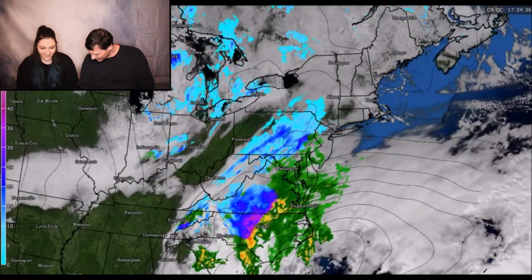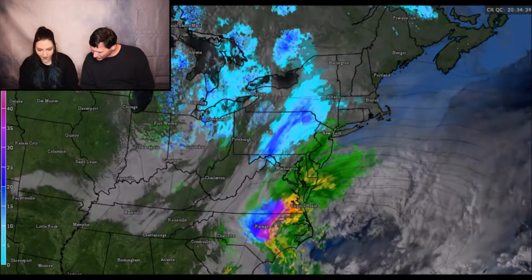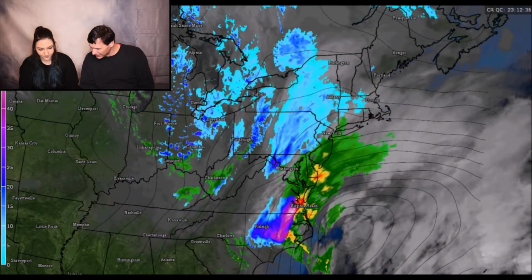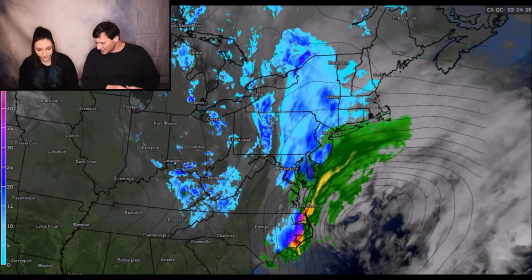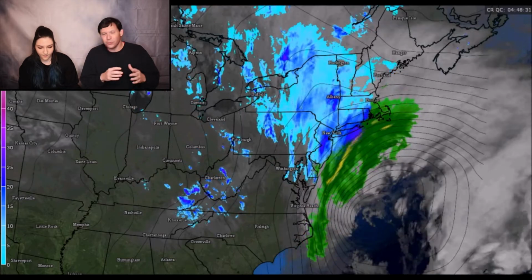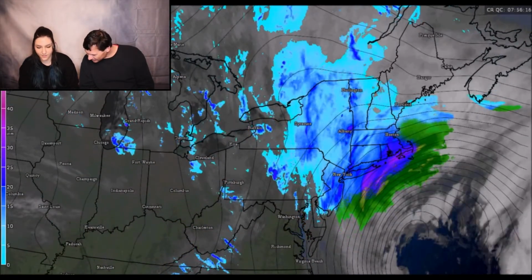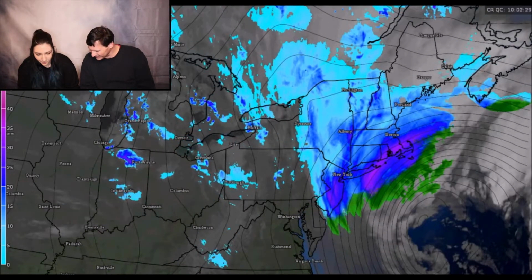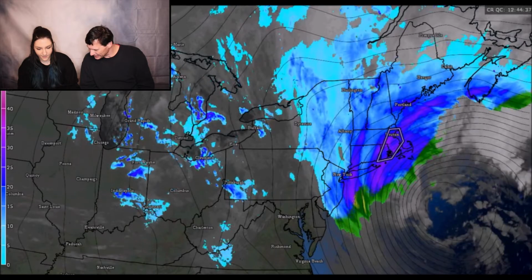There you go. Low starts to form. The low starts to form off the coast and starts to deepen. Precipitation shield starts expanding to the north, to the northeast. Cold air is getting pulled down, so the snow field is expanding. There it goes, and then the northeast just gets hammered with winter precipitation.